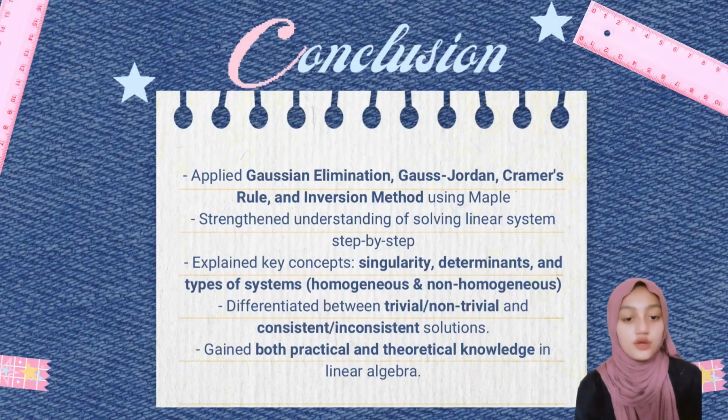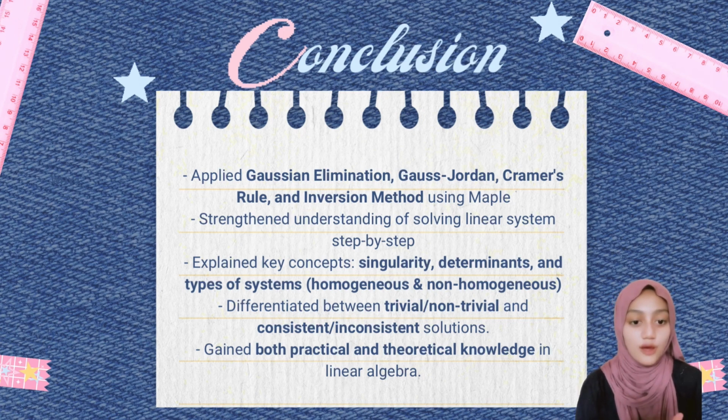In conclusion, we explored key methods to solve linear systems, which are Gaussian elimination, the Gauss-Jordan elimination method, Cramer's rule, and the inversion method using the adjoint. We also explained important concepts like singularity, homogeneous and non-homogeneous systems, consistency, and also determinants. This gave us a solid understanding of both the computation and theory behind linear algebra.